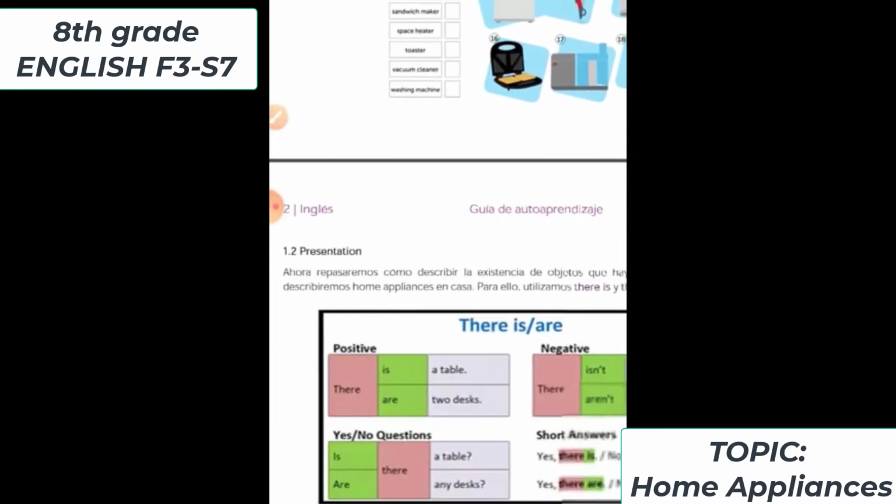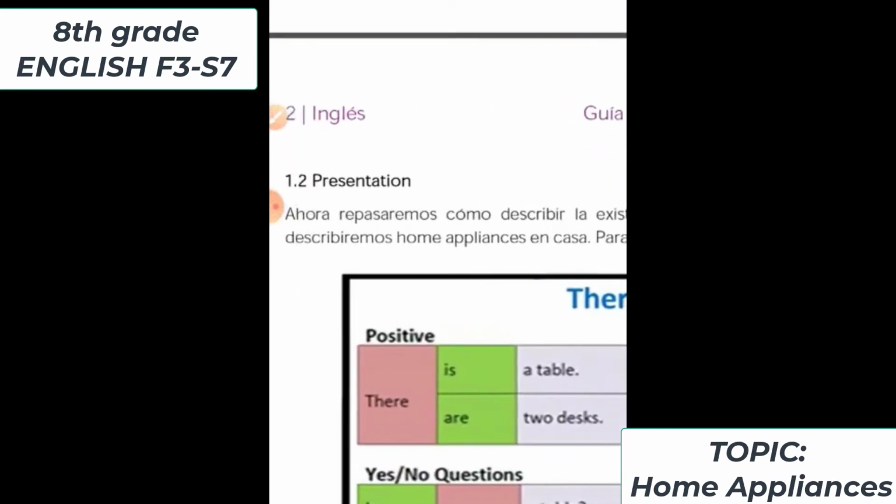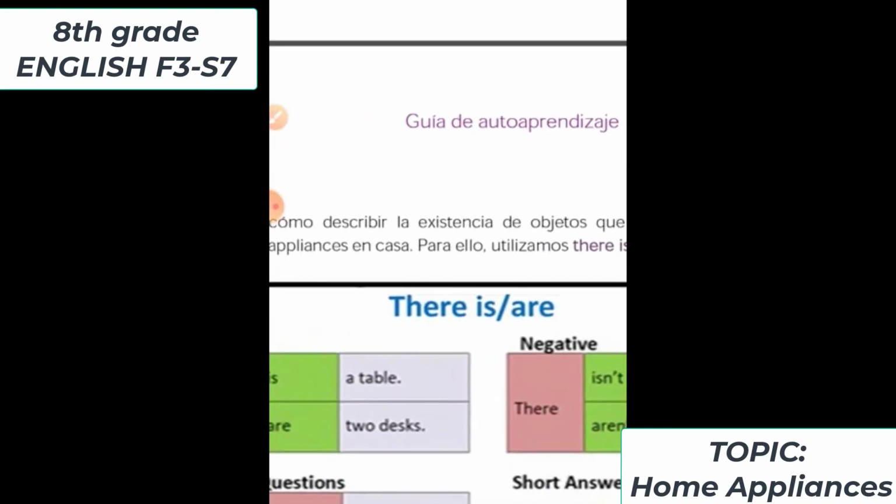Okay? Now let's continue with the presentation. Ahora repasaremos cómo describir la existencia de objetos. Attention there.